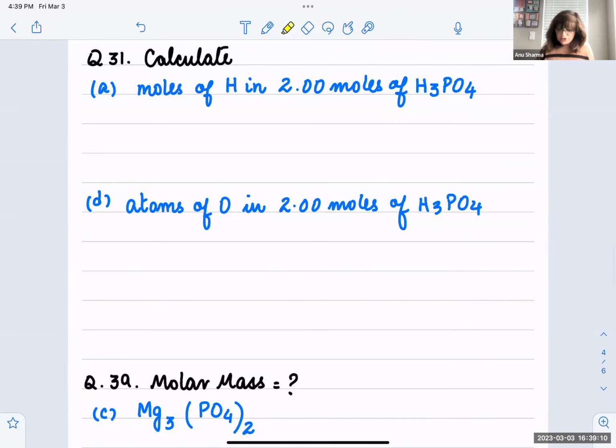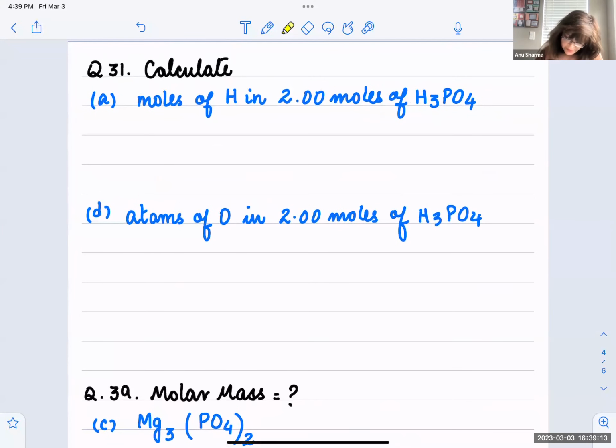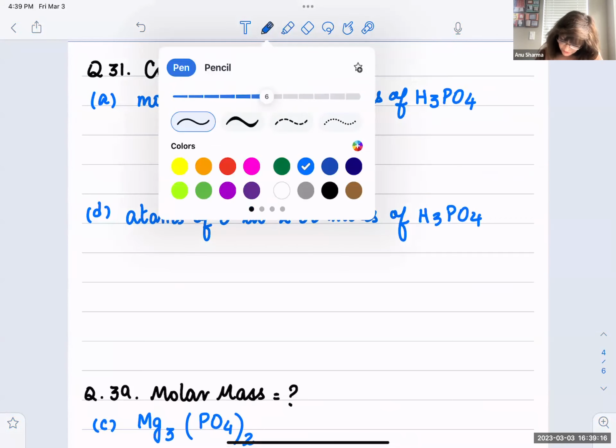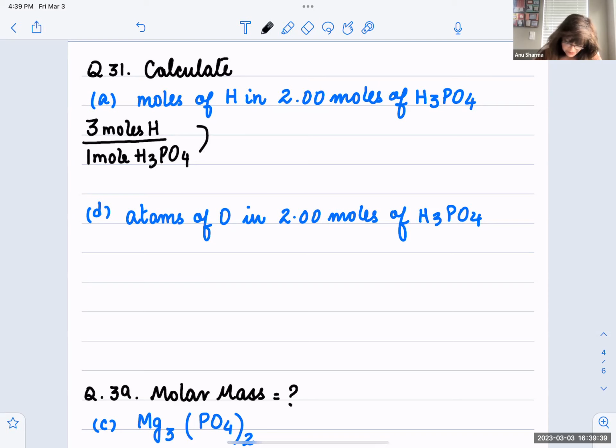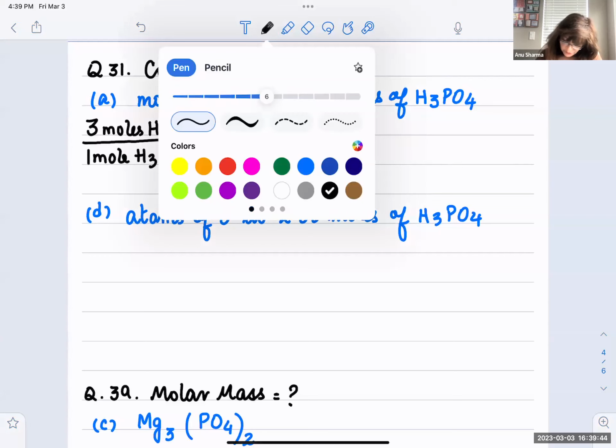Now, moles of hydrogen in 2 moles of H3PO4. Now, this is a parts to whole question. Here you see that H3PO4 is one big molecule, and it contains 3 moles of hydrogen per 1 mole of H3PO4. Okay, so in 2 moles of H3PO4, how many? The other conversion factor is, since I don't have the space, you can just flip it.